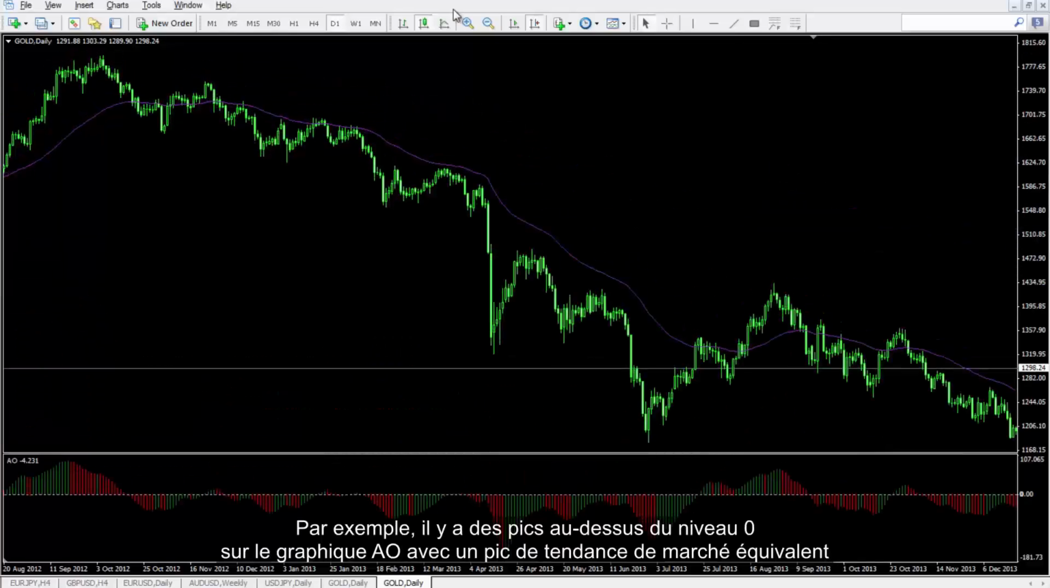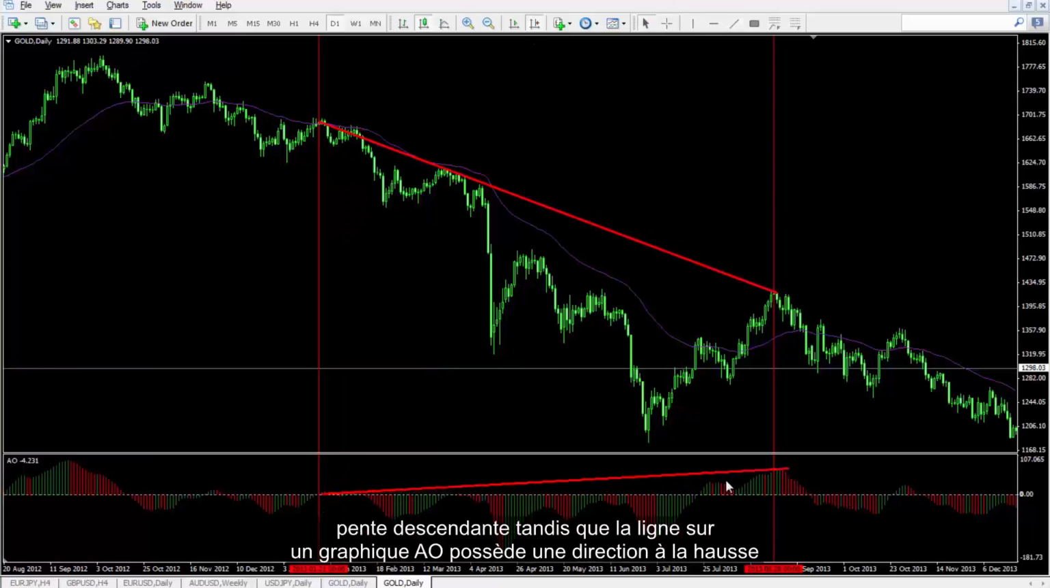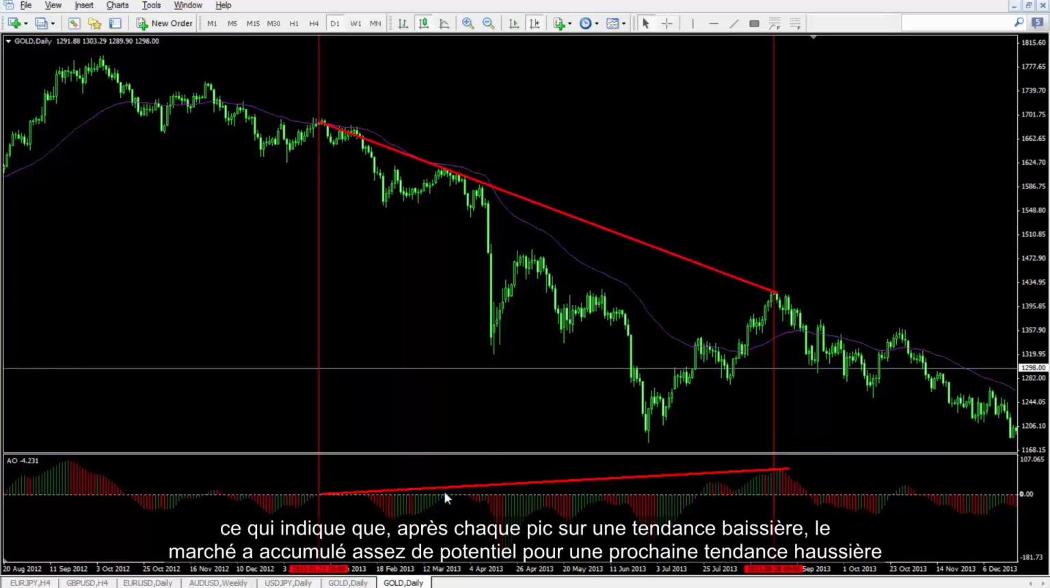For example, there are some peaks over Level 0 on AO charts with equivalent market trend peak. If peaks are connected by a trend line, the line on a market chart has a descending slope, while the line on AO chart has an upward direction. Thus, a hidden divergence has formed in this region, which indicates after each peak on a downtrend, market has gathered enough potential to further downward trend.